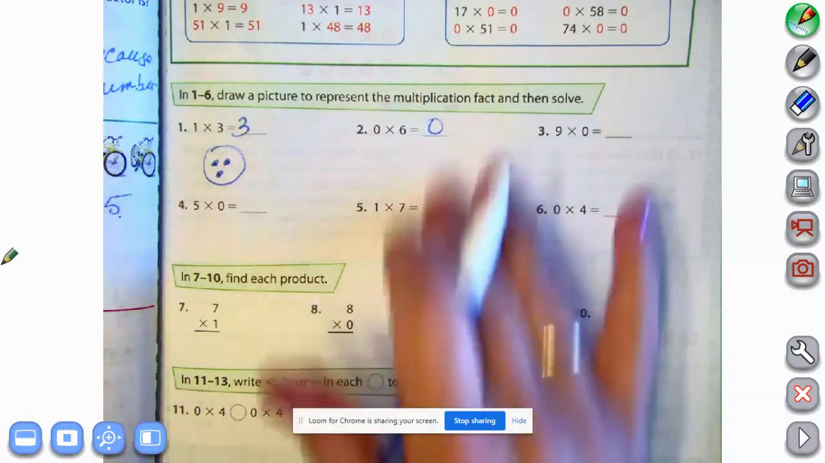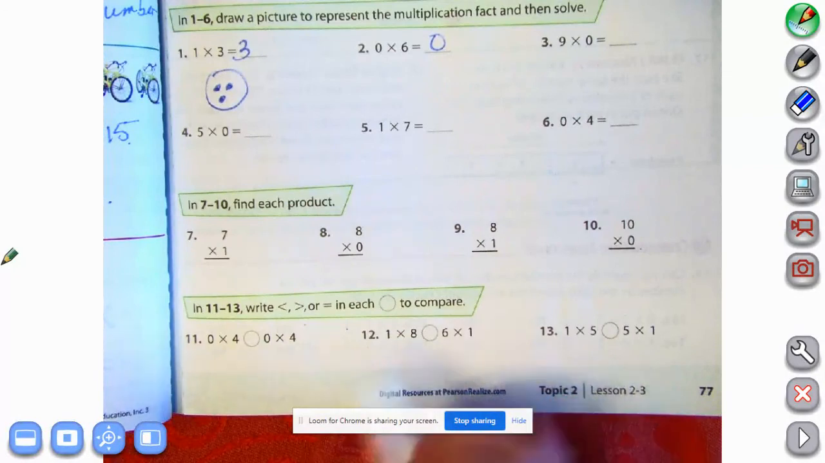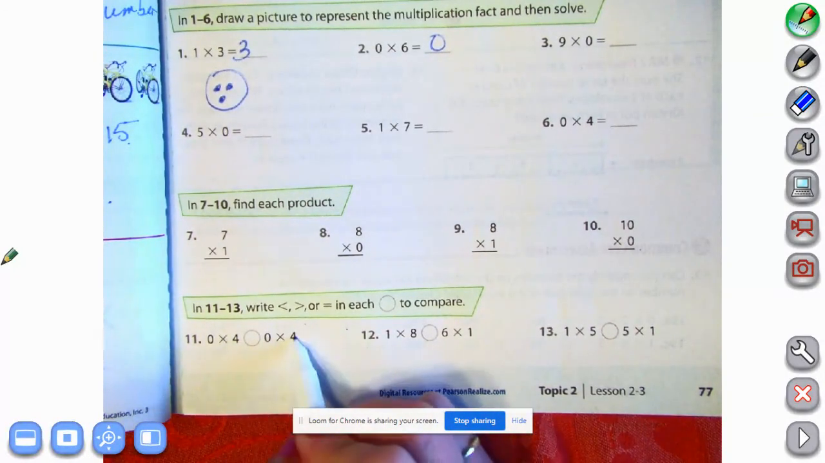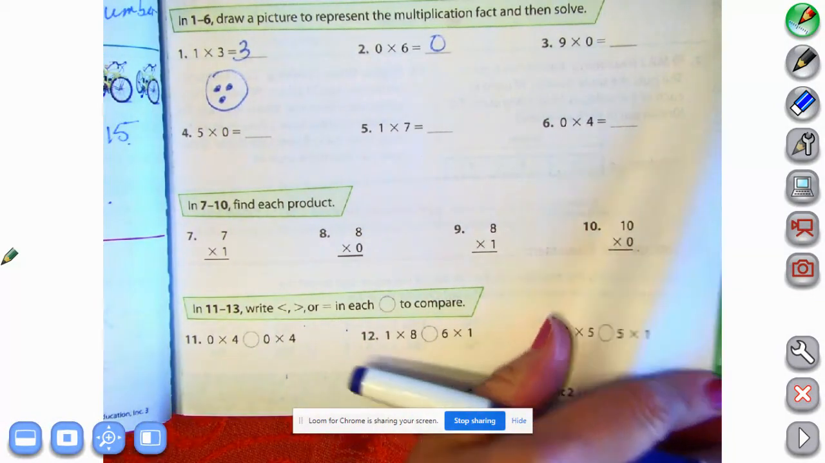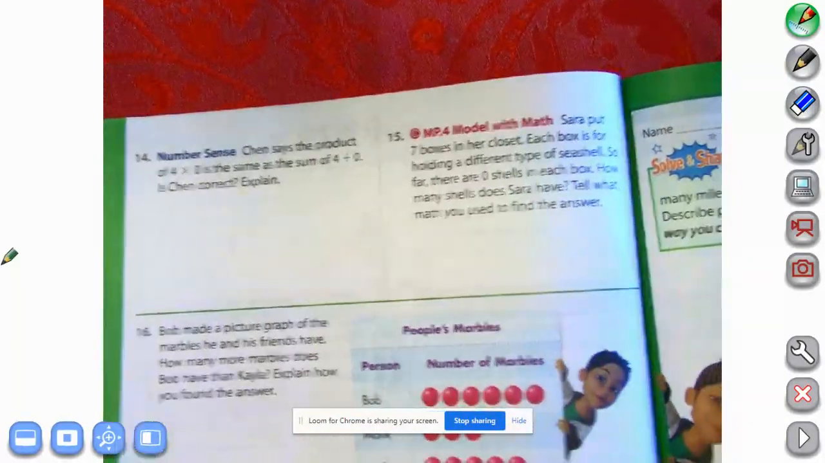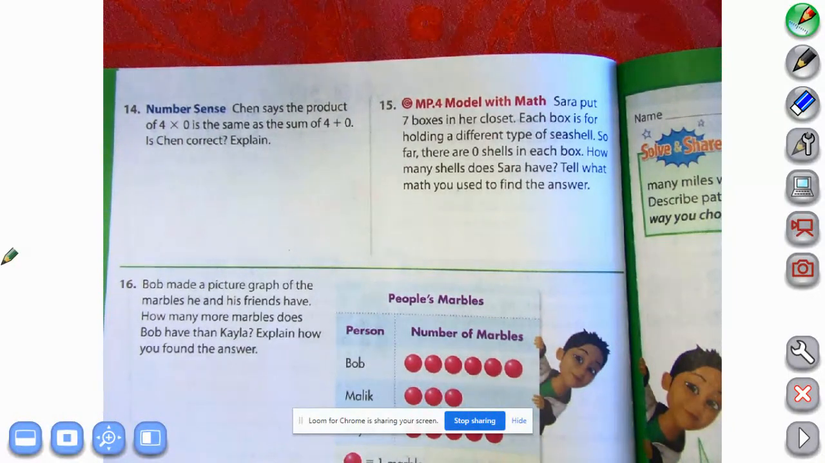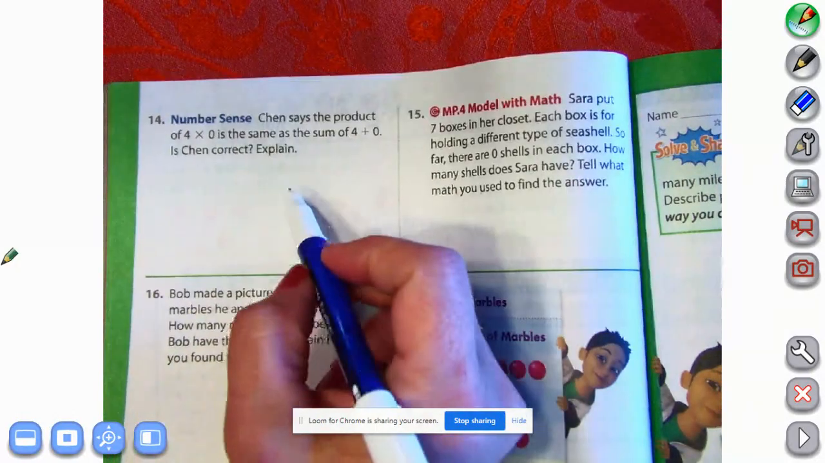Okay, so go through all of those. Find the product here, write greater than, less than, or equal to compare these problems down at the bottom. What you might want to do is answer them first, and then you can compare them. Okay, but the times 1 and the times 0 should be pretty easy for you. All right, on the back, it says, Chen says the product of 4 times 0 is the same as the sum of 4 plus 0. Is Chen correct? Explain. So that one might take a little bit of time.